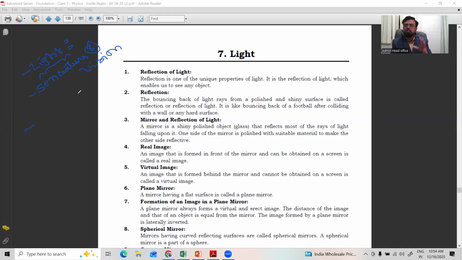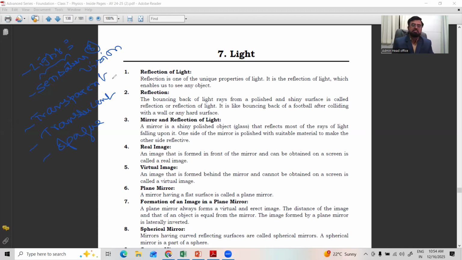There are so many objects. Some of them allow the light to pass through them, some of them partially allow, and some of them stop the light. All the substances are classified into transparent substances, which you already learned in the 6th class, translucent, and the third one is opaque. They are also called optical mediums.